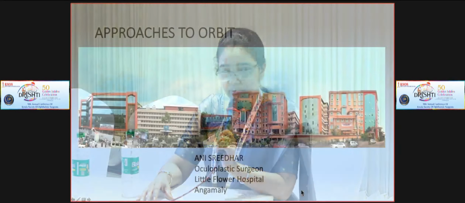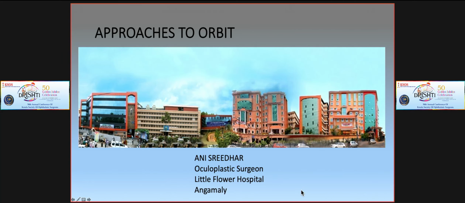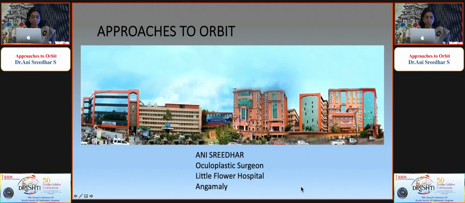In this master class, primarily we are dealing with important topics which we see and practice in Oculoplasty on a day-to-day basis. We have a very good team of speakers. First, I invite Dr. Anish Sridhar to speak about orbital approaches. She is a senior consultant in Little Flower Hospital, Angamaly. Over to Dr. Ani.